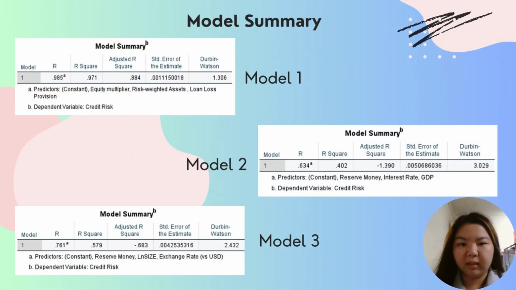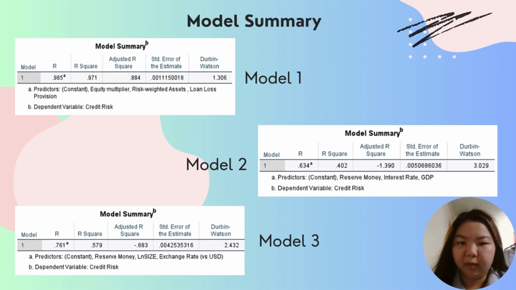This slide shows all the results of the model summary. The highest adjusted R-square is model 1 with 97.10%, which is the most powerful in explaining the dependent variable. In model 1, out of the 12 variables, only 3 variables, which are equity multiplier, risk-weighted assets, and loan loss provision, contribute to the credit risk of A and Z bank with an adjusted R-square of 0.971. For model 2, out of the 7 variables, only 3 variables, which are reserve money, interest rate, and GDP, contribute to the credit risk with an adjusted R-square of 0.402.